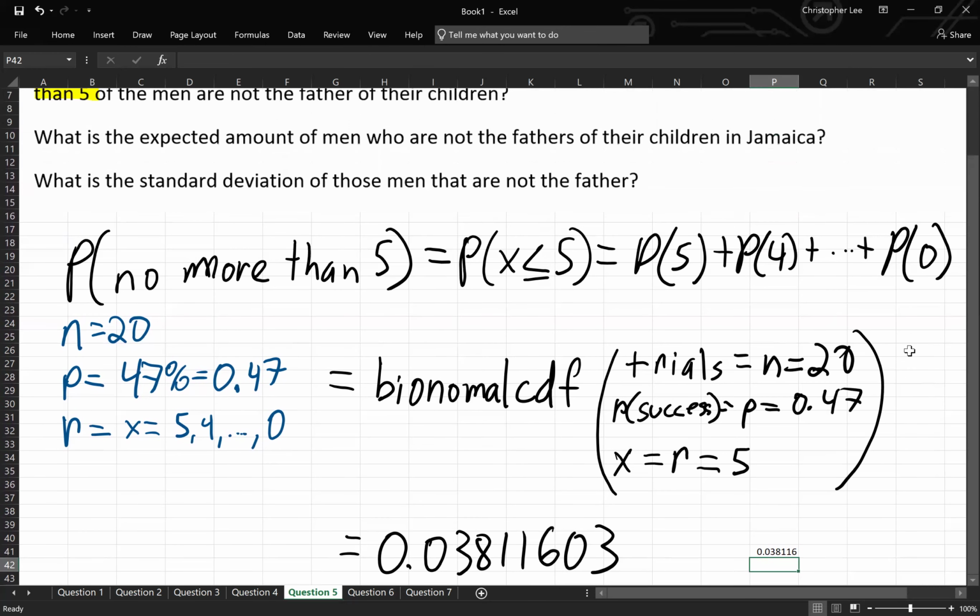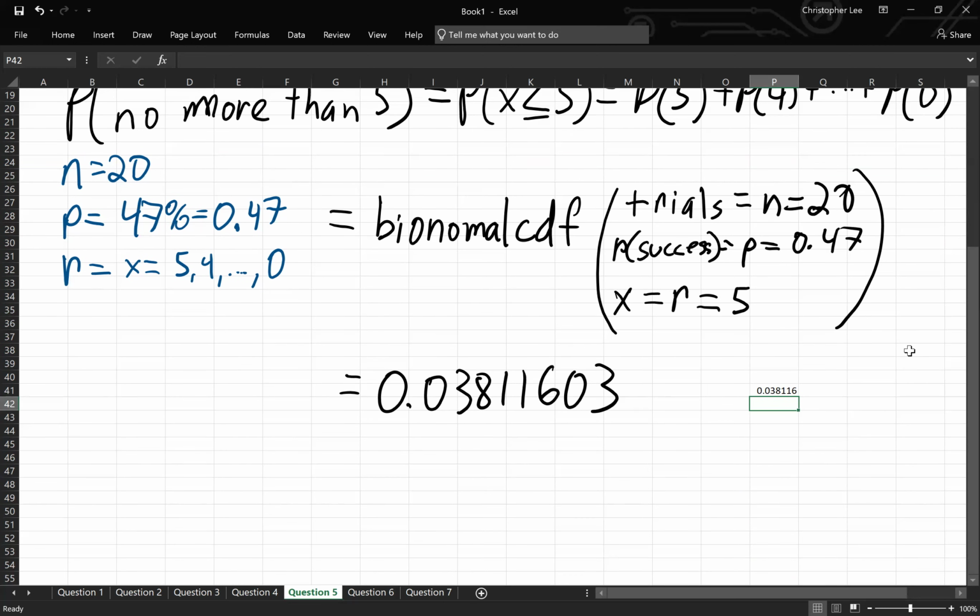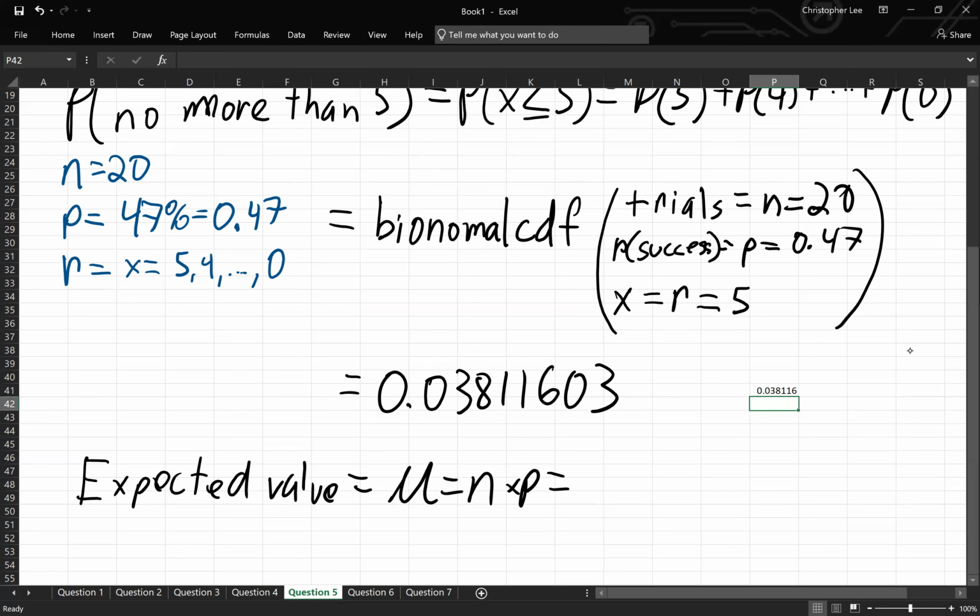Next question. What is the expected amount of men who are not fathers of their children in Jamaica? So expected value is mu equals n times p, which in this case, n is what? Times p. Good. And that would be 9.4. I'll take it. Questions on that?